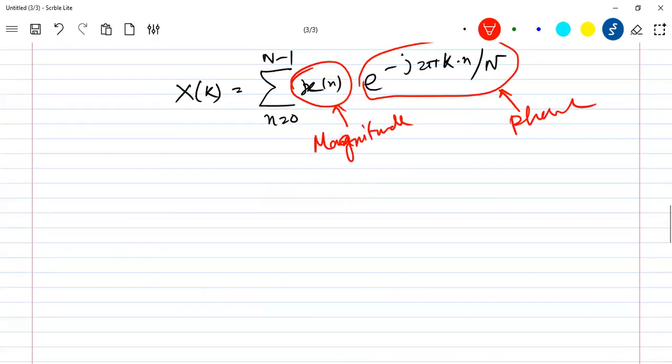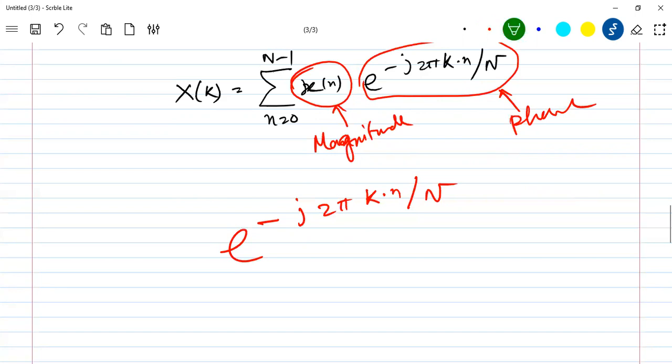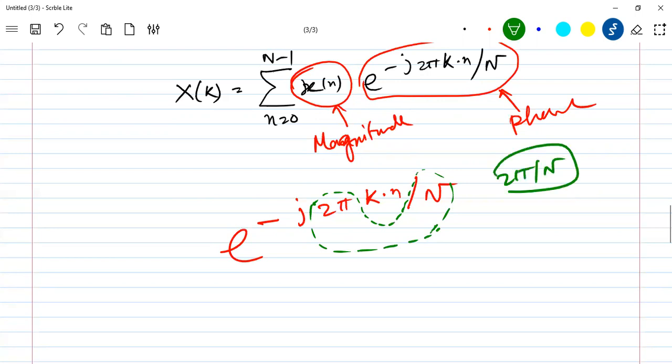Now the question is, there is another part, e to the power minus j 2 pi k into n by capital N. Is it okay? Now, what about the meaning of 2 pi by N? We can write here 2 pi by N. What is that? Is it omega?